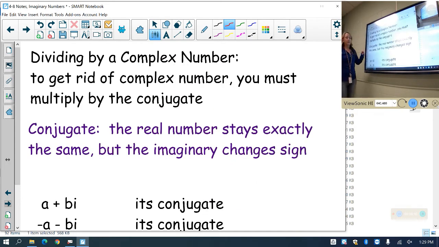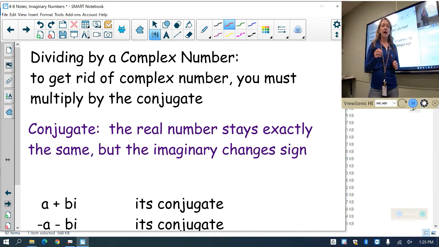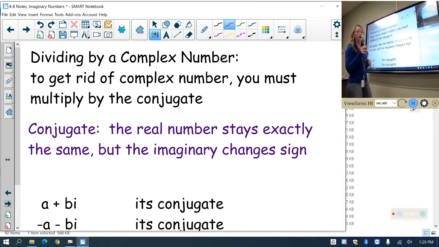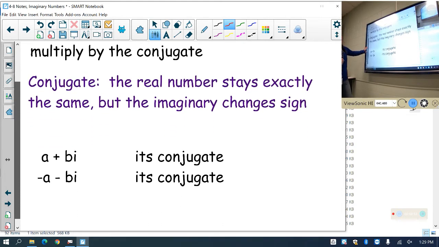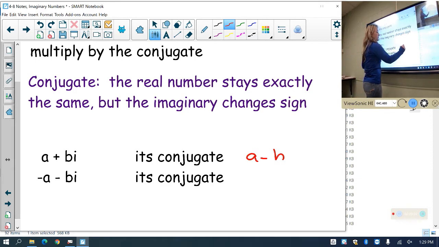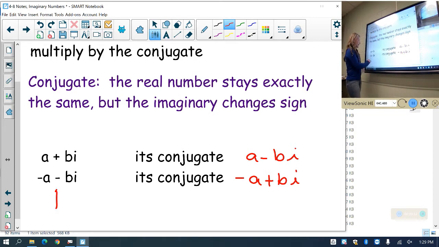Now, when you are dividing by an actual complex number and not just i, you still have to multiply by 1, but we're going to multiply by the conjugate of the denominator. Now, what the heck is that? A conjugate is where you have your complex number, the real number stays the same, but you change the sign of your imaginary number. So if I have a plus bi, the conjugate of that is a minus bi. Real number stays the same, change the sign of your imaginary number. Negative a minus bi becomes negative a plus bi. Change the middle sign, or the sign of the imaginary number.